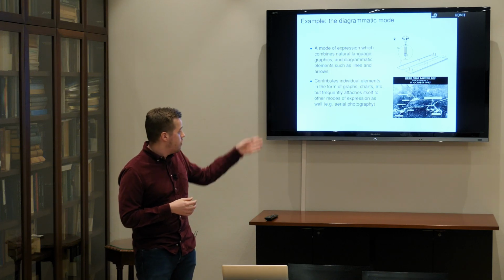And diagrams are particularly interesting to me because it's a mode of expression which combines natural language, various kinds of graphics, meaning photographs and illustrations and whatnot, and then diagrammatic elements such as lines and arrows, which you had there in the diagram as well. And that's one of the funny features of diagrams: they contribute individual elements in the forms of graphs and charts and all sorts of different kinds which could be understood as proper diagrams. But then again, diagrams or diagrammatic elements very easily attach to other modes of expression, like in your case, in this aerial photo.